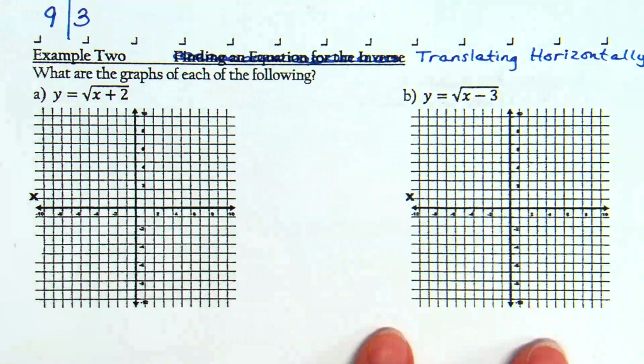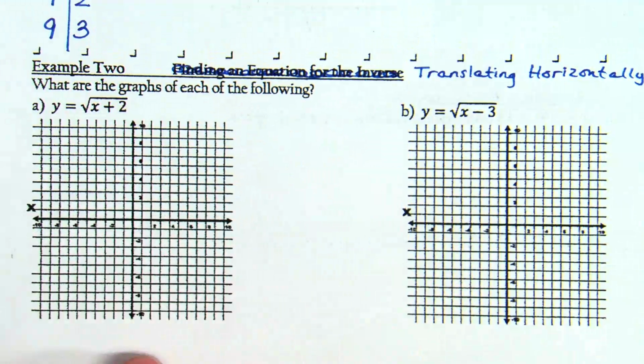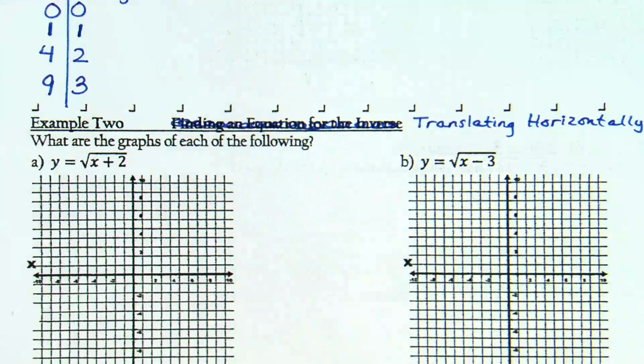Okay. y equals square root of x plus 2. What do you know? Left 2. That plus 2 is under the square root, so that's like being in parentheses, so it's left or right, opposite the sign. And so a plus 2 would make me think right, but instead I need to go left.